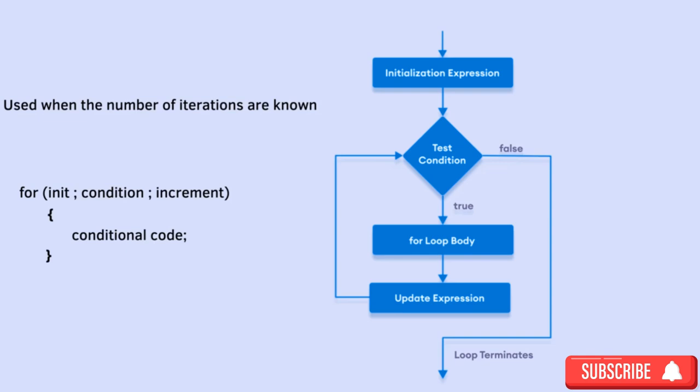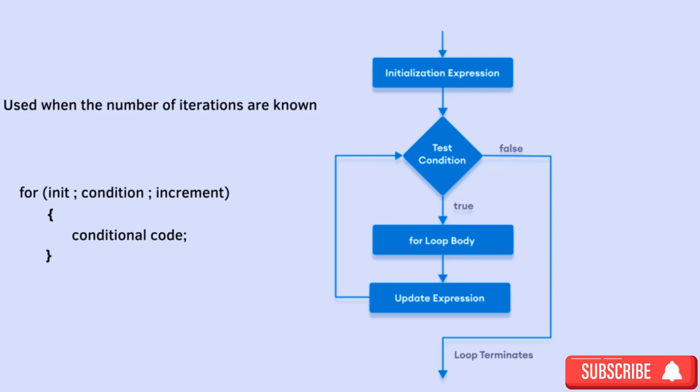Alright, so if the condition is true, then the code block will execute, and then comes the increment. Increment means after executing the complete body, it will again go to this particular section where the increment takes place. Now after the increment, again before entering the body, it will check the condition. This will keep on executing as long as the condition is true, and as soon as it is false, the loop will get terminated.